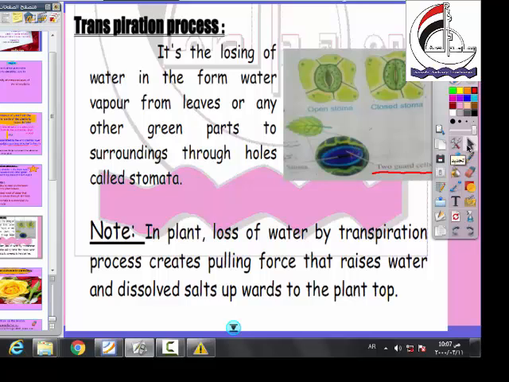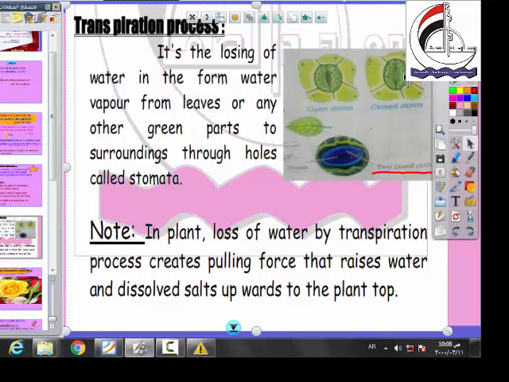These figures represent the structure of stomata, open stomata and closed stomata. There are 2 types of stomata: open stoma and closed stoma. This one is open and this one is closed. These points are the guard cells.